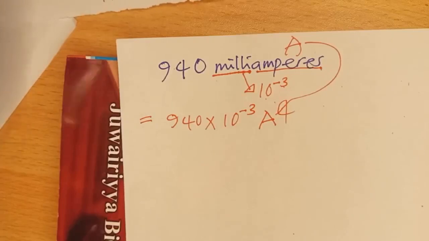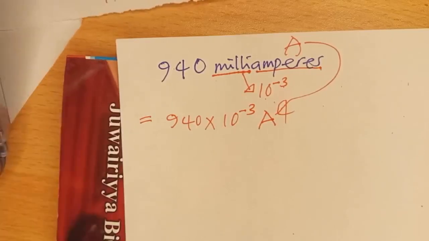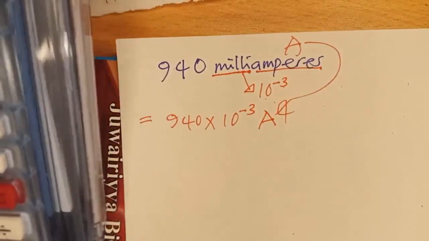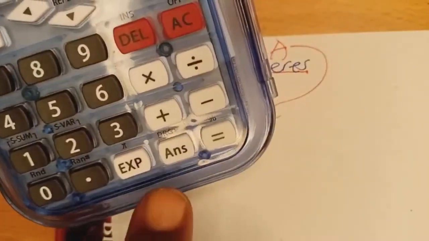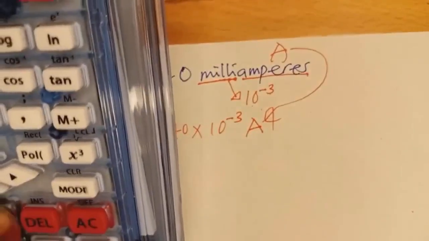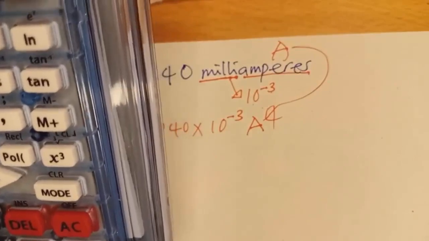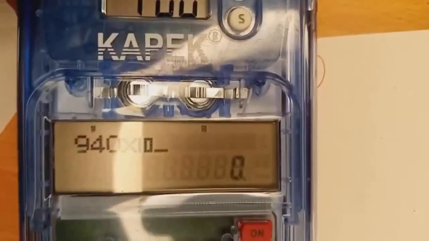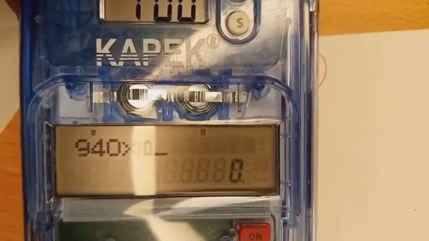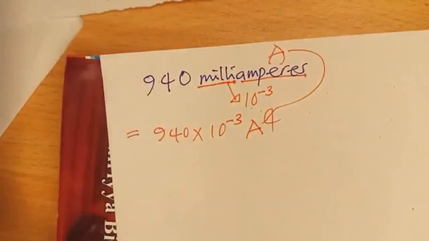So the rest is, well, how do we express this in decimal form? We simply say, okay, take your calculator and press 940. After pressing 940, just press this one. Look at this, exp, exponential. Let me do that again: 940, you see the 940 appears. Then press exponential, and you see times 10 appears. Then you now press the power of 10.